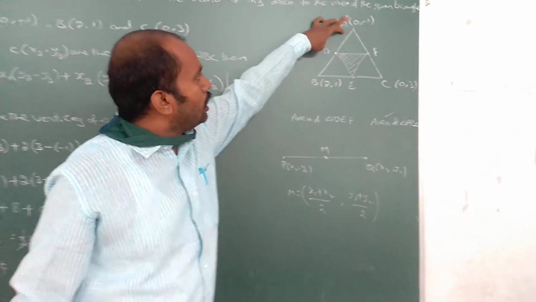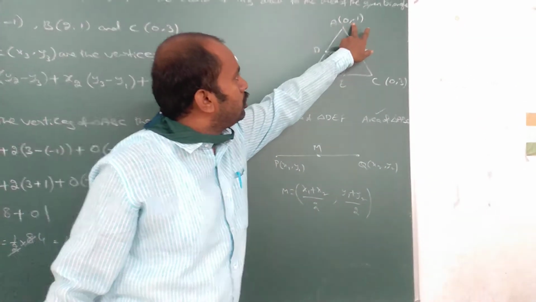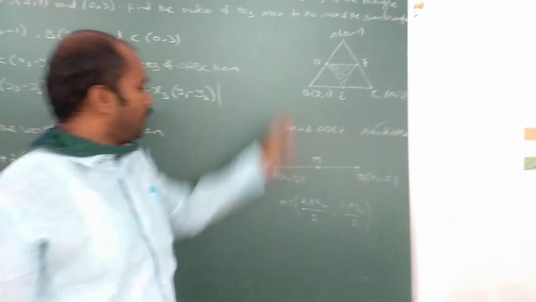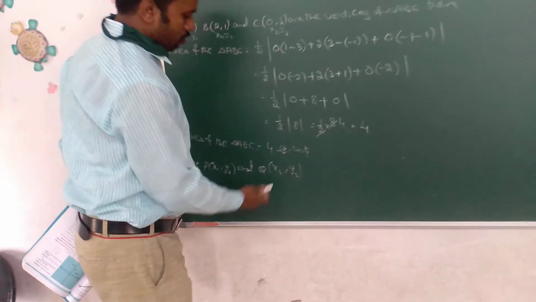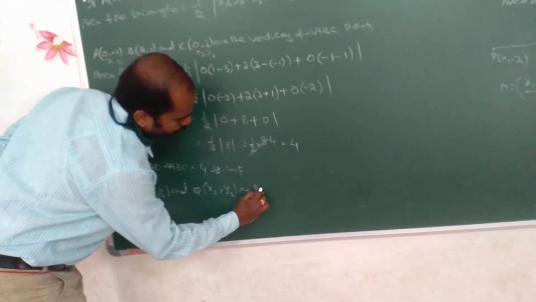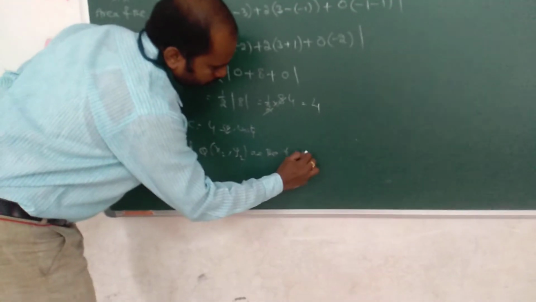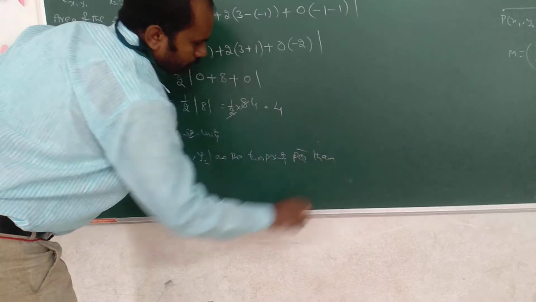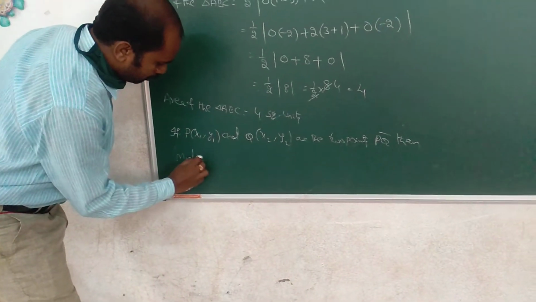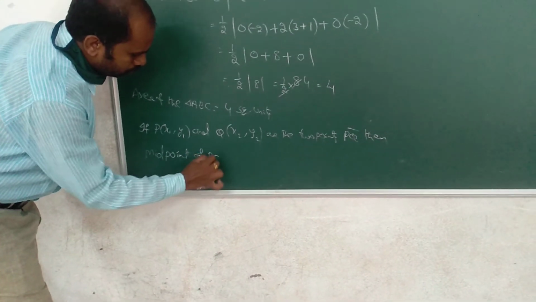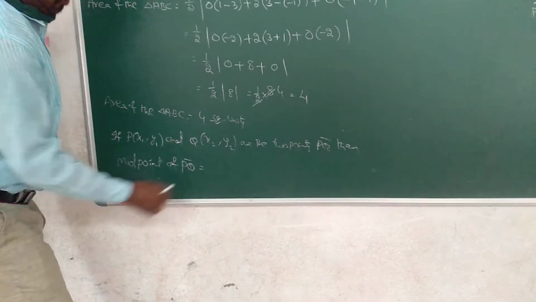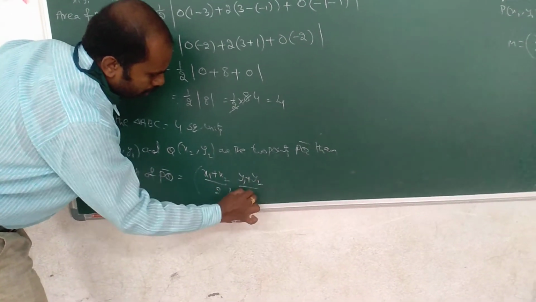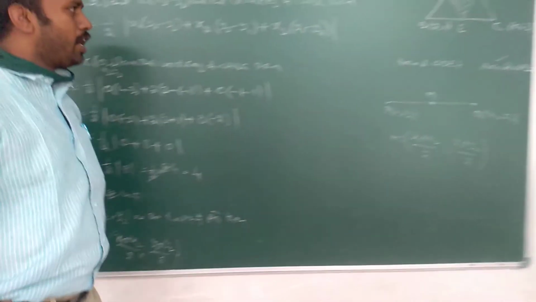The same concept we can use for A, B. A is equal to how much here? 0, -1. That is x1 y1. This is x2 y2. So you find the midpoint D. This formula you can write out here: P x1 y1 and Q x2 y2 are the two points of the PQ line segment. Then the midpoint of the PQ line segment, the formula you know already, is x1 plus x2 by 2, y1 plus y2 by 2. This is the formula for finding the midpoints.